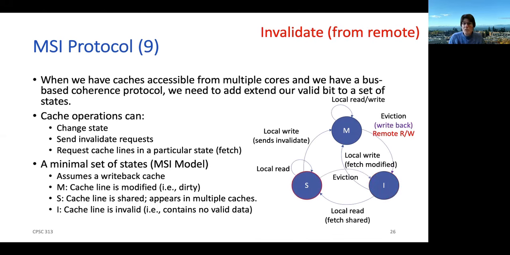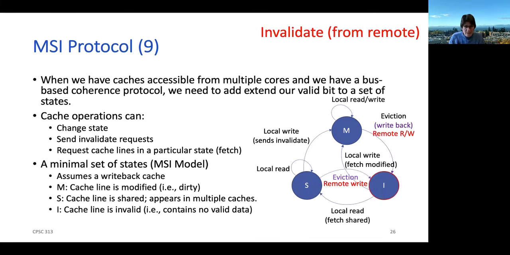Similarly, I could have been in the shared state. If I were in the shared state and I see somebody else read the data, that's fine. But if I see that somebody else wants to write the data, then all of a sudden the data in my cache is going to be dirty, stale, and I don't want it there, so I'm going to evict it or mark it invalid.